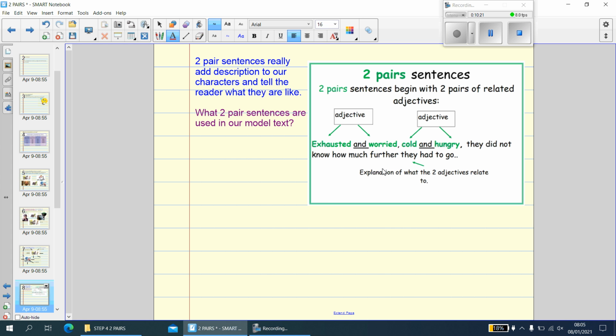The poster here for two pair sentences, here's the example. What punctuation do we need in our two pair sentence then? Yeah, we need commas after each pair. So exhausted and worried, comma, cold and hungry, comma, they did not know how much further they had to go. You must have your commas in there. So when you're sending your work in to me, that's what I'm going to be looking for, okay? As well as some really good adjectives.